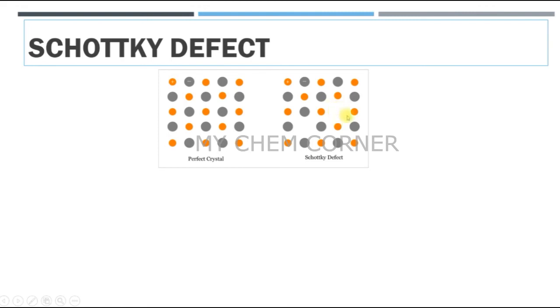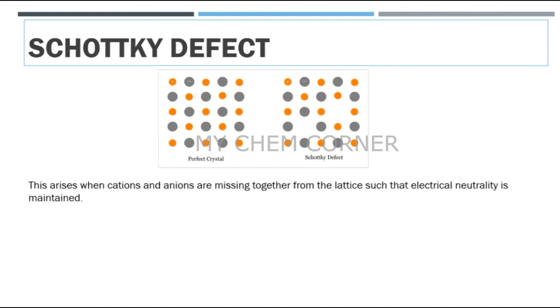From this point, you see that a gray dot is missing, or an anion is missing. And over here, you see that a cation is missing, which is the orange dot. So here we can conclude that a cation and an anion both are missing from the lattice so that they maintain electrical neutrality. Now this is a condition observed in a Schottky defect. So you have a cation and an anion both missing from the lattice points, which will result in electrical neutrality.